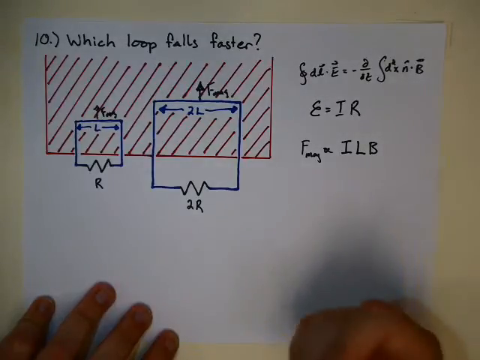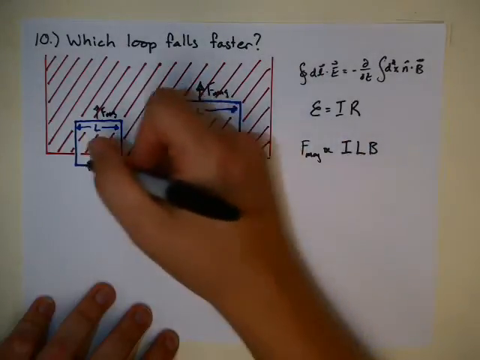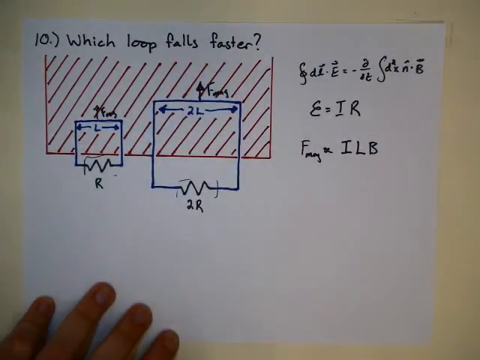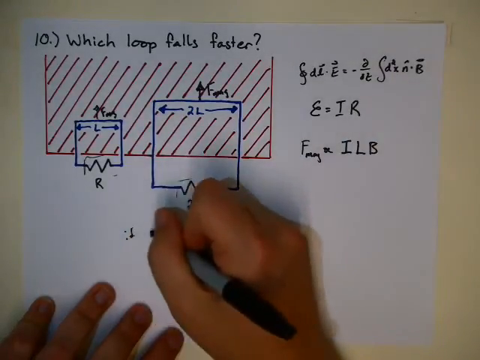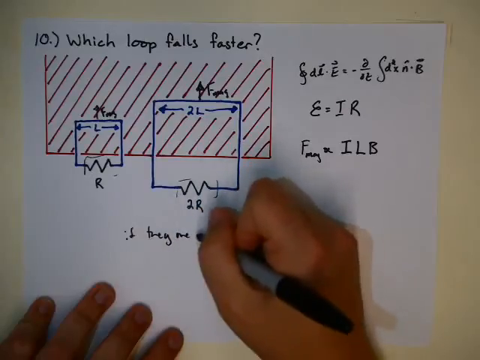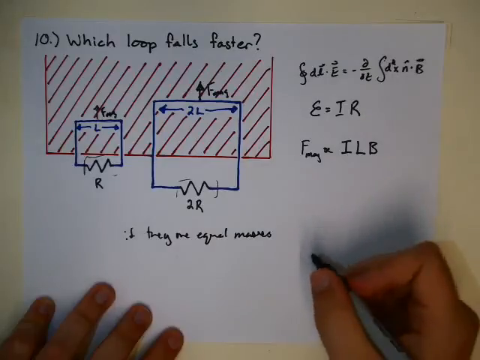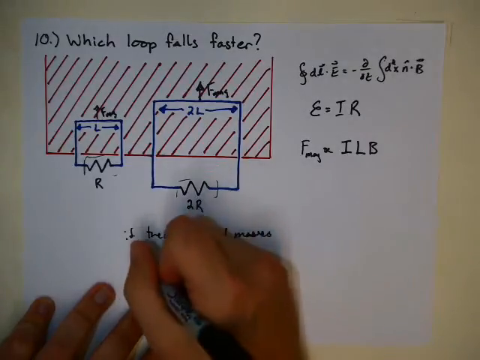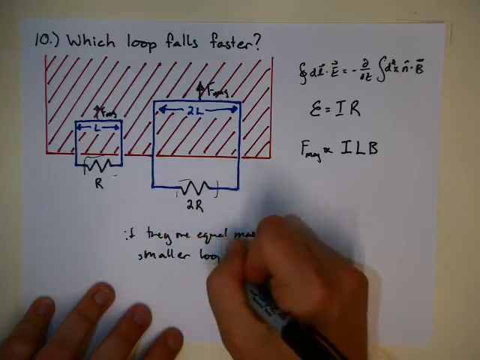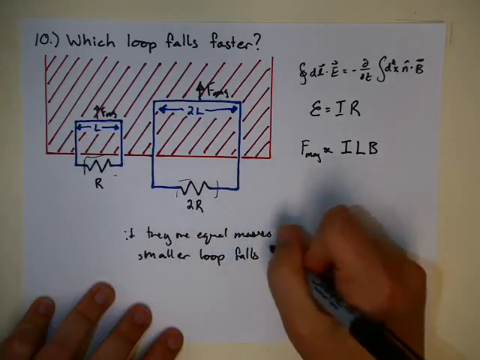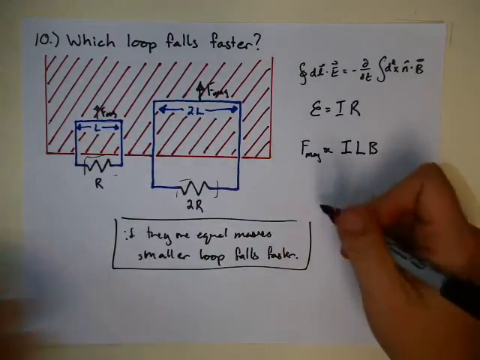Again, assuming they're equal masses, which would make sense to me, because I think the mass would be dominated by the resistor as opposed to the wire, and the resistors are probably going to be about equivalent masses. If they are equal masses, then the smaller loop will fall faster. Smaller loop falls faster. There you go.